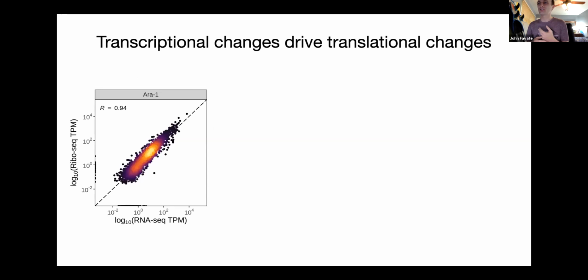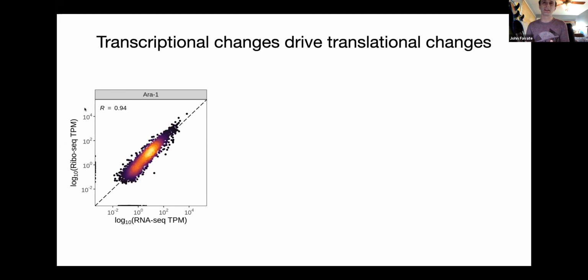Surprisingly, it seems that transcriptional changes are driving translational changes. What I'm showing you here is that we're observing a high correlation between our RNA-seq TPMs and our ribo-seq TPMs. So the abundances of RNAs and the abundances of ribosomes on those RNAs.